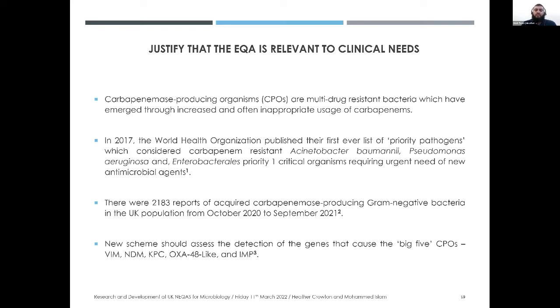There were 2,183 reports of acquired carbapenemase-producing gram-negative bacteria in the UK population from October 2020 to September 2021. Therefore, there is a warranted interest for an external quality assessment scheme to assess the performance of labs providing a service in the detection of the genes that cause the big 5 CPOs, which are VIM, NDM, KPC, OXA48-like, and IMP. These are most prevalent in the UK, so these will be the 5 genes the distribution will be targeting.